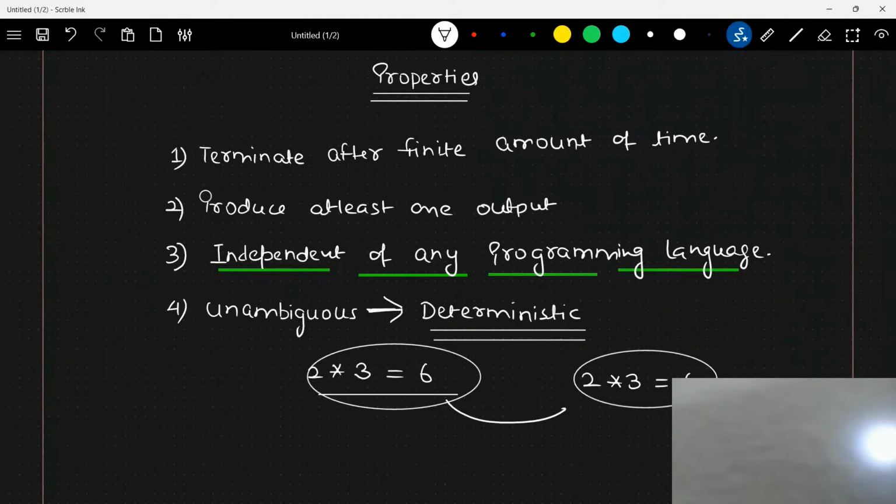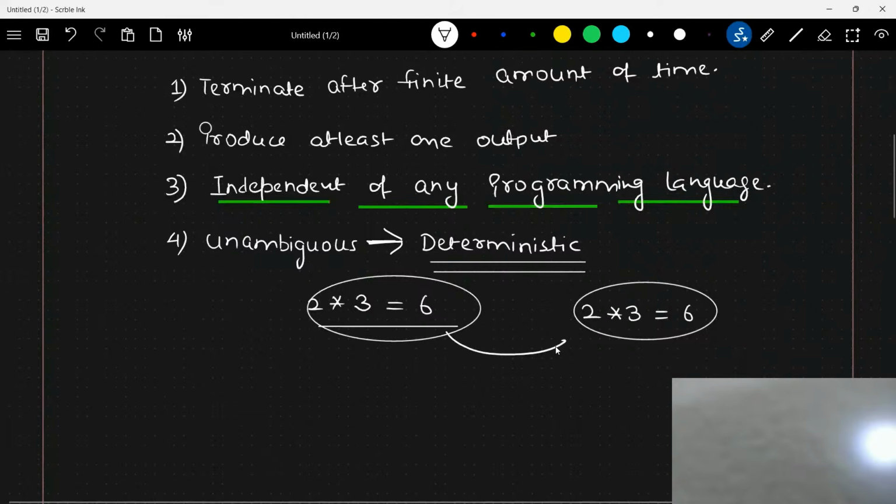So the important point to understand is that the output should be unambiguous. It means that today if I am running the code, I am getting the output. Tomorrow also if I run the same code, I will get the same output, which is the apt output.